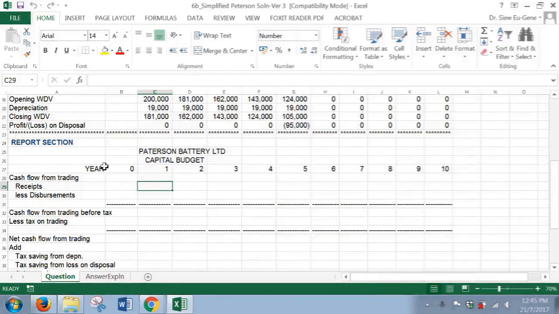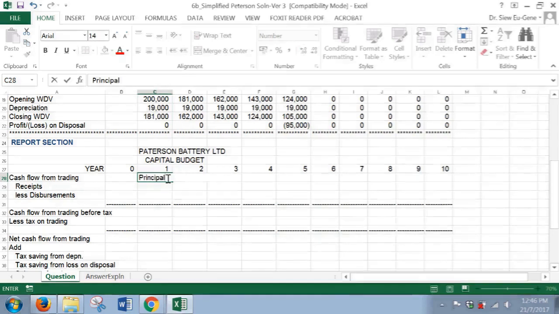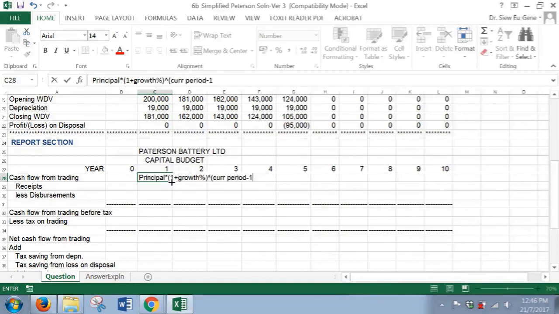This video will look at the report section, something similar to the earlier case. So basically, principal multiplied by 1 plus the growth in percentage, power of current period, minus 1.